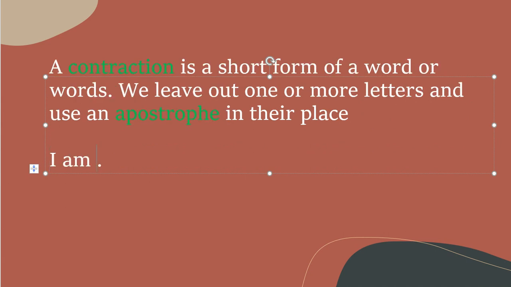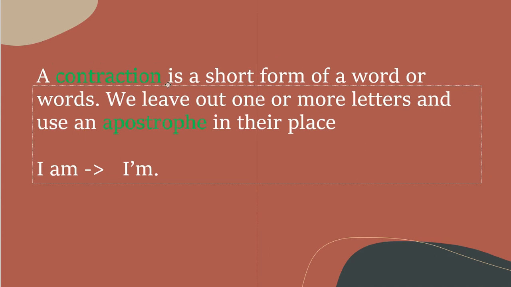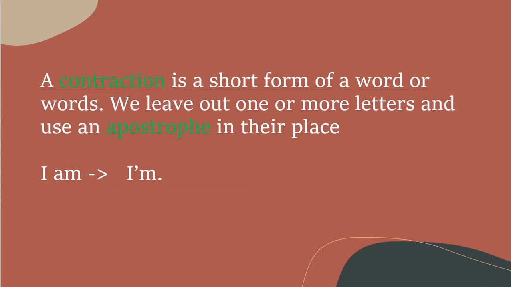I am. Okay? Now, you know what I'll do with I am? If I want to write the short form, I will remove A from here. So, I'll write I. I am removing A. So, in place of A, I will put an apostrophe and M. So, this is the short form of I am. Fine? So, what we do? We leave out one or more letters. In this case, I am leaving out only one letter, and we use an apostrophe in their place. Fine? And we have been doing this. It's actually quite easy.